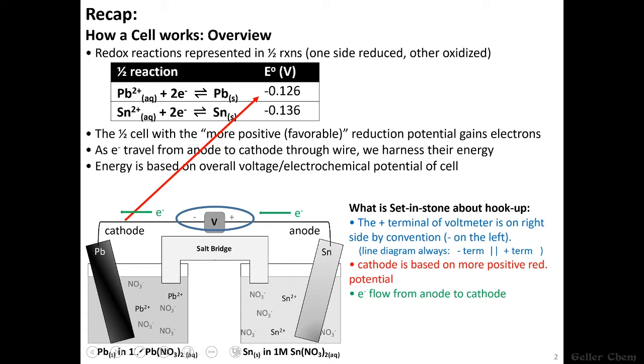Finally, the electrons will always flow from anode to cathode, because by definition, anode is where electrons are lost, oxidation occurs, and cathode is where they are gained, reduction occurs. Here's what's not set in stone. The terminals that the cathode and anode are hooked up to.